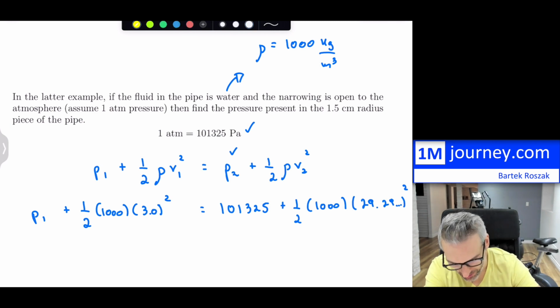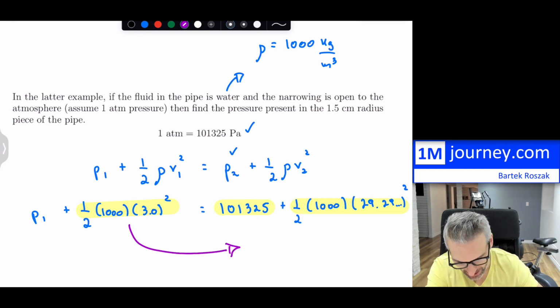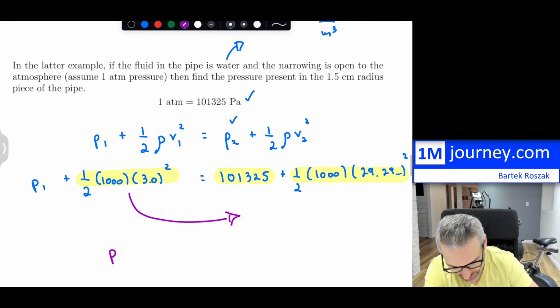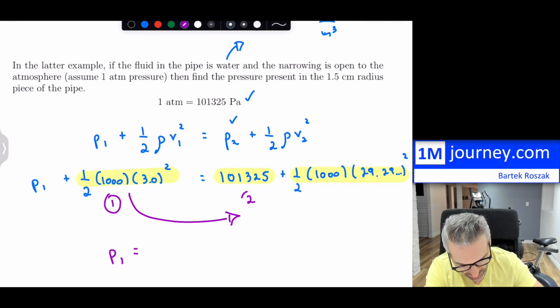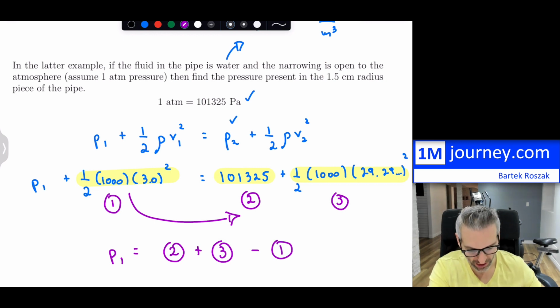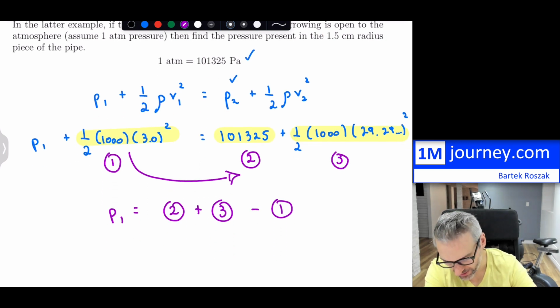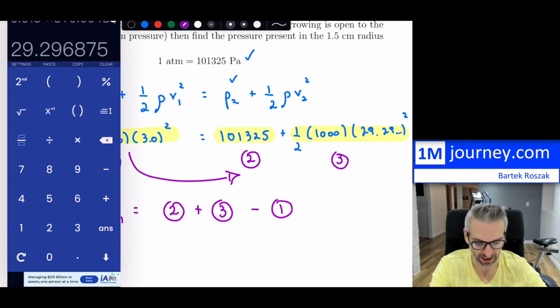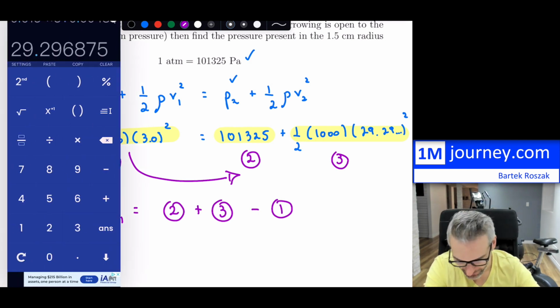All right, so I'm going to have this entire term, this entire term, and this entire term right here. What I'm going to do is bring this to the right-hand side to isolate for my pressure. So P1 will be equal to, let's call this term 1, let's call this term 2, let's call this term 3. So it's going to be equal to term 2 plus term 3, which are on the right-hand side, minus that term 1, which I have to bring over. So let's do that on the calculator entirely. All right, so I'll do that in fast forward fashion.